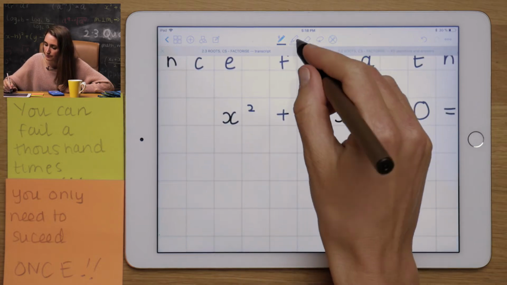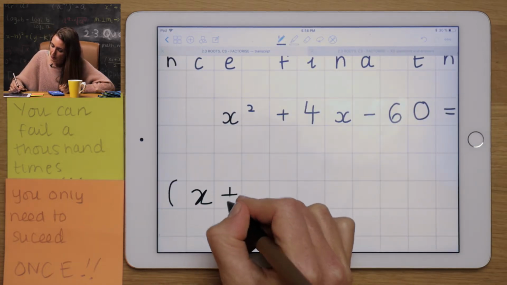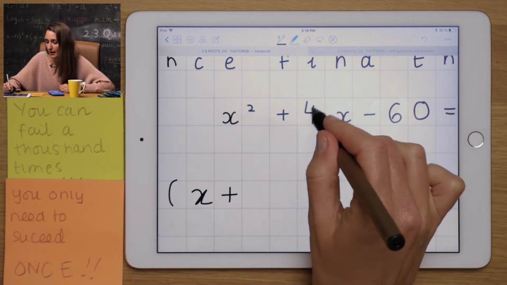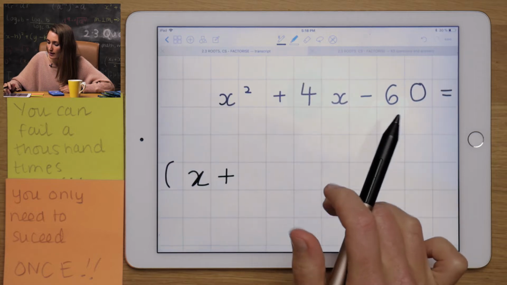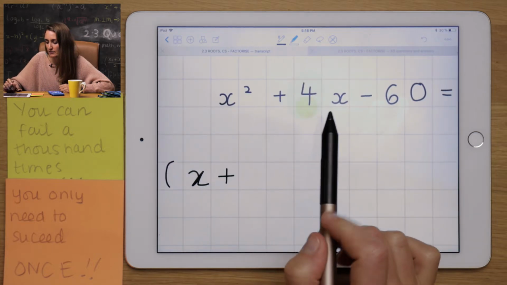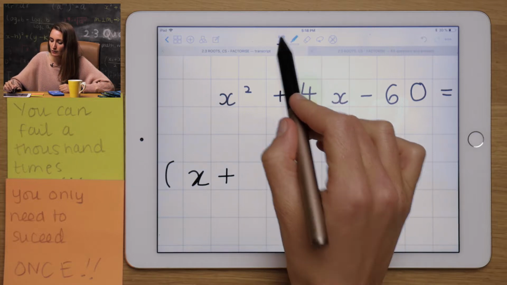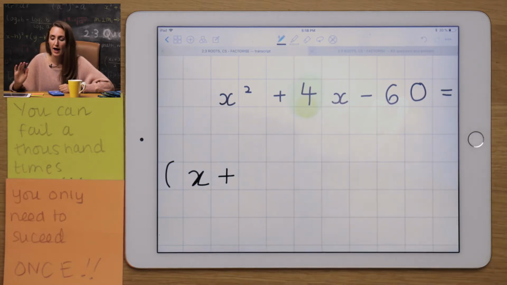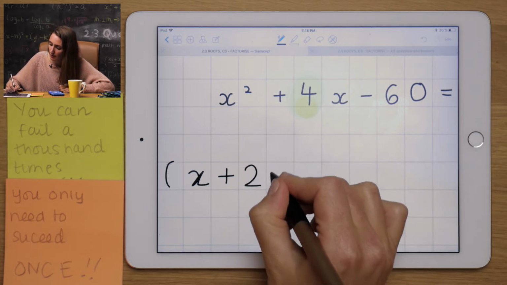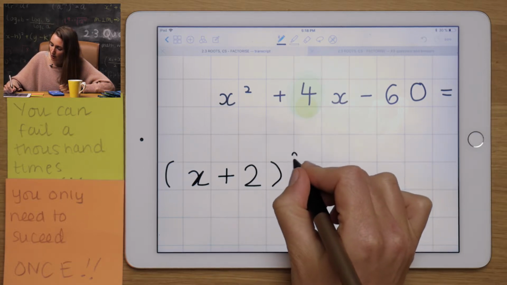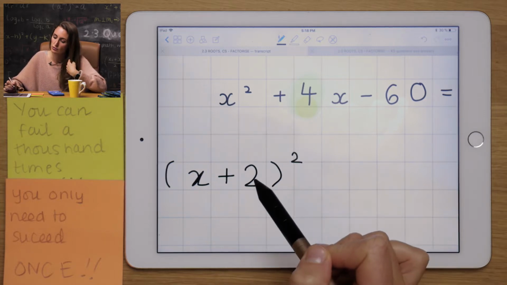What you need to do is, first of all, open up your brackets, and to see what goes in the a space, you take the number that is in front of the x and you divide it by 2, or you take the half. So in this case we have 4, we take the half, and it's 2. And then I'm going to close up my bracket like that. So I've halved the 4 to get 2.